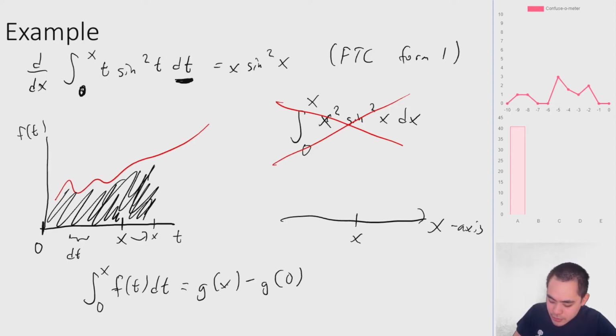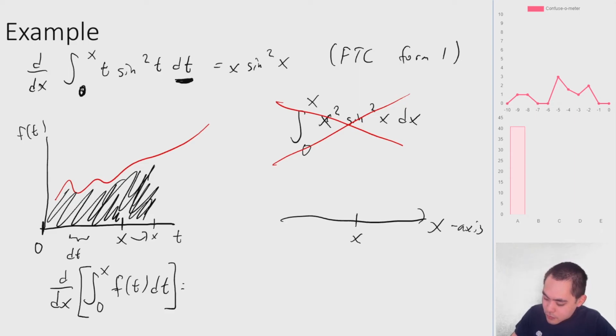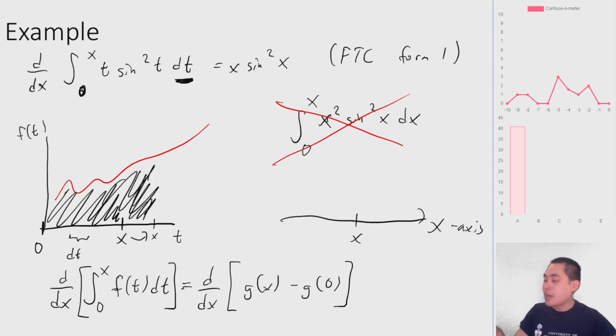Once you've done that, if you're taking the derivative, this is d dx of g of x minus g of 0. But g of 0 has no x dependence, so when you take the derivative, this is just g prime of x, and the fundamental theorem of calculus says that this is just equal to f of x.